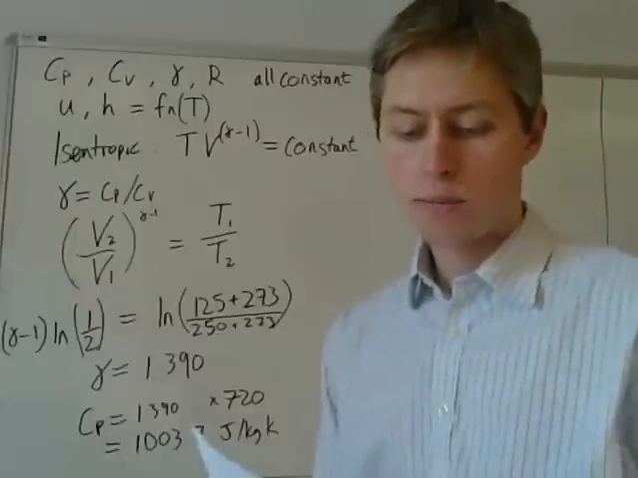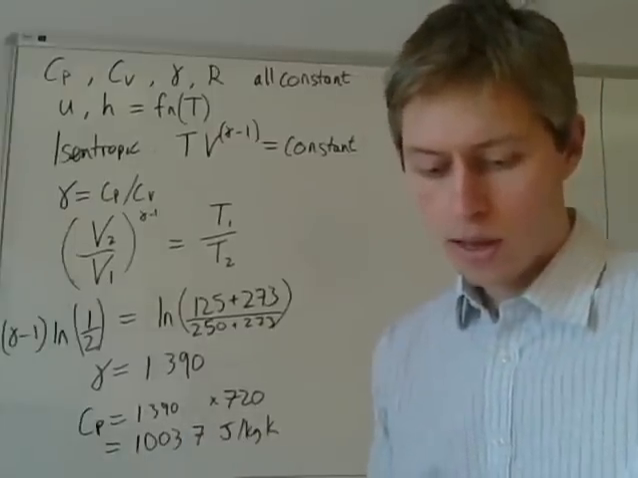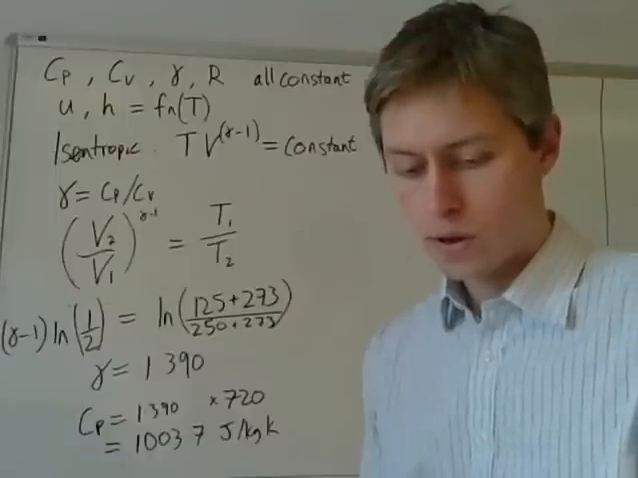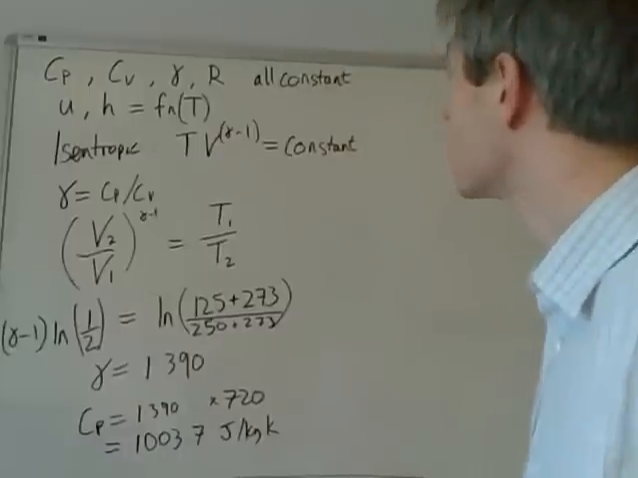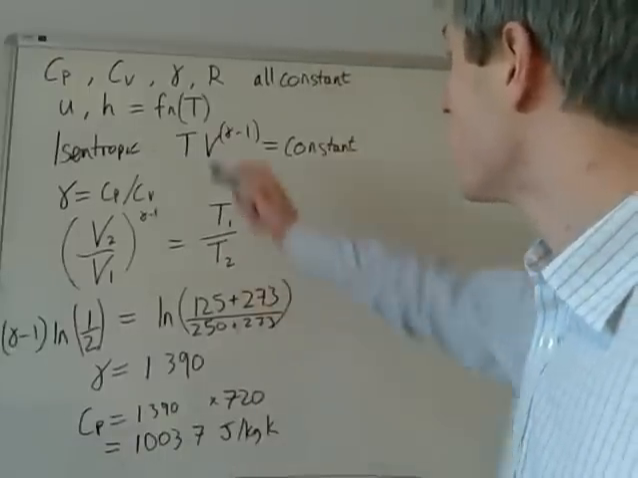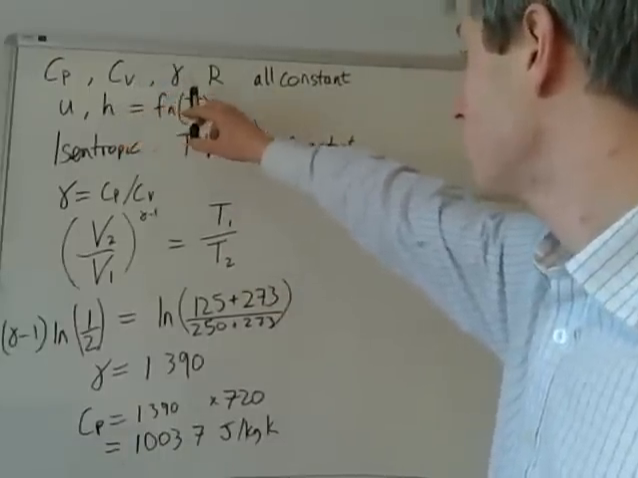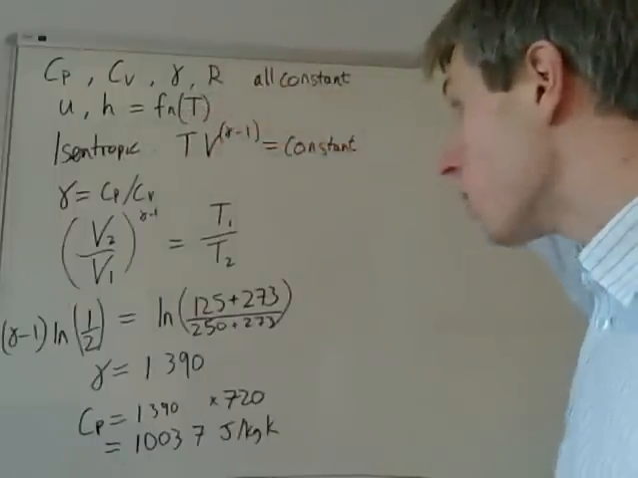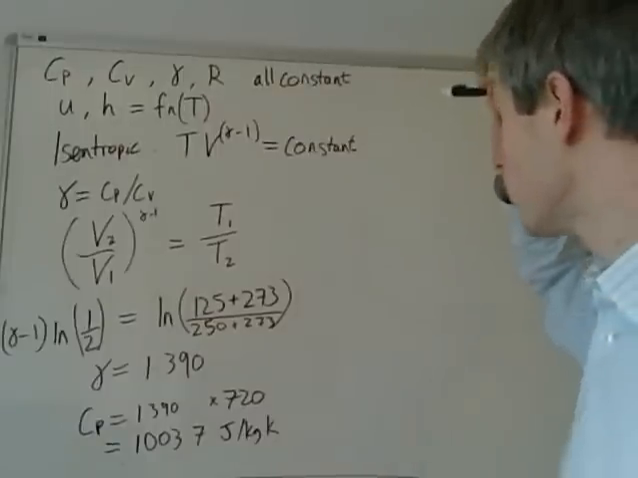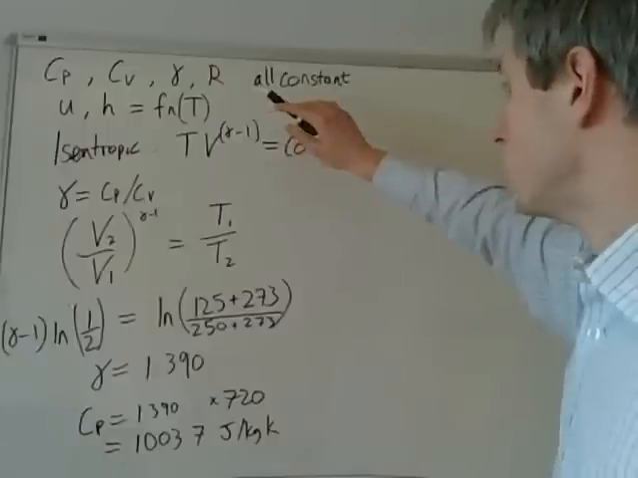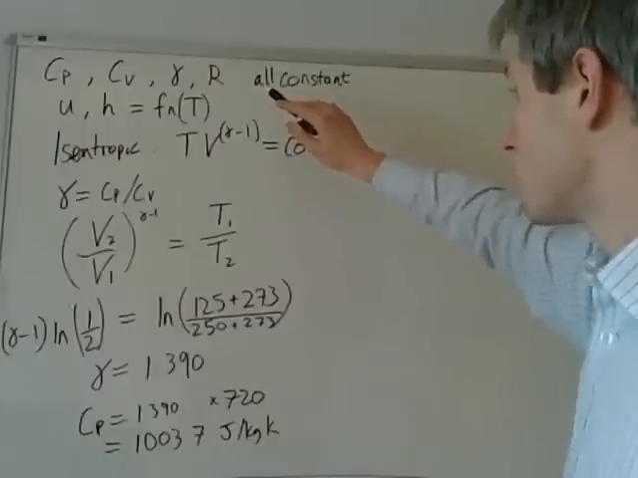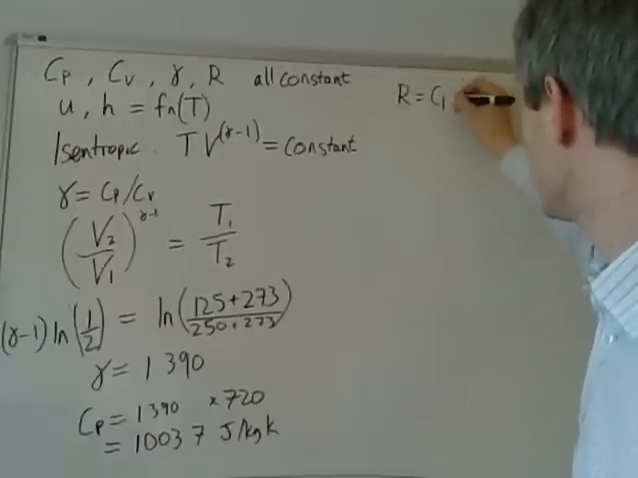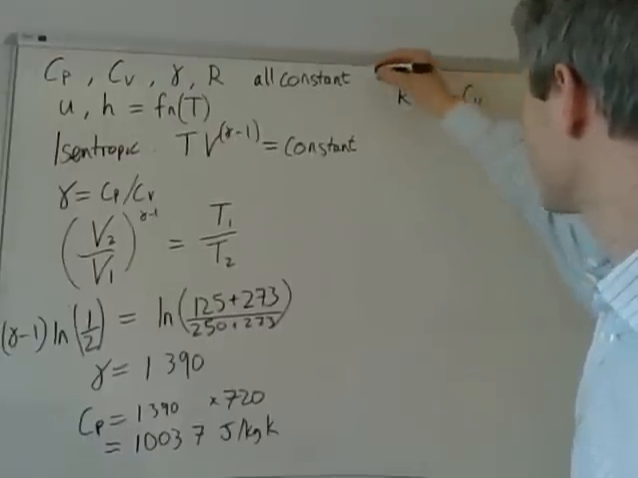Right, the last part of the question, molar mass of the gas. How are we going to get that? Okay, well, what do we know? We know Cp, Cv, gamma. Therefore, we also know the value R, the specific gas constant. And that's equal to Cp minus Cv. So R is equal to Cp minus Cv.